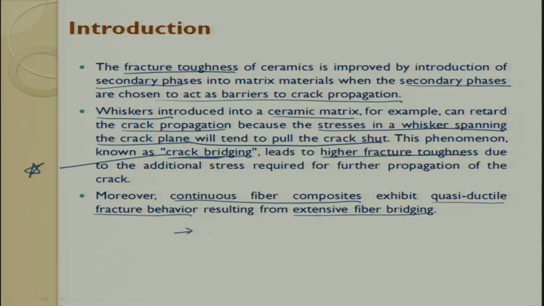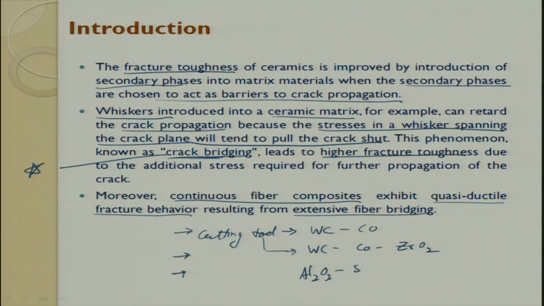A simple example is your cutting tool, wherein we use tungsten carbide and cobalt. Then you can add, to tungsten carbide, cobalt, and today we also add zirconium oxide. This is also a cutting tool which people have started using, right? And then you can also use alumina reinforced with SiC, which is in the whisker form. All these things are done only to enhance the fracture toughness behavior.